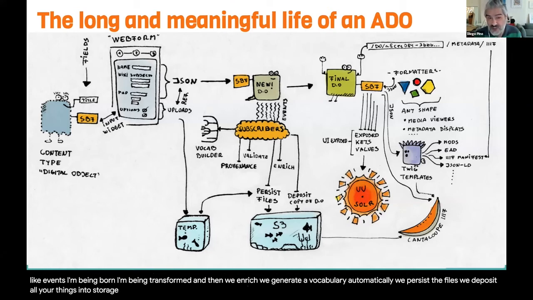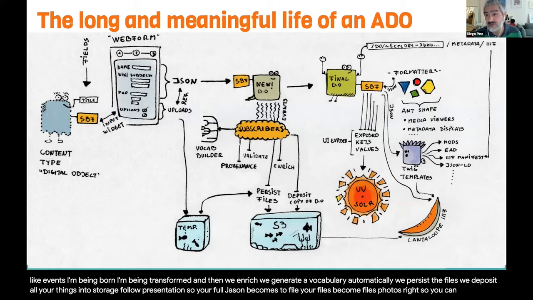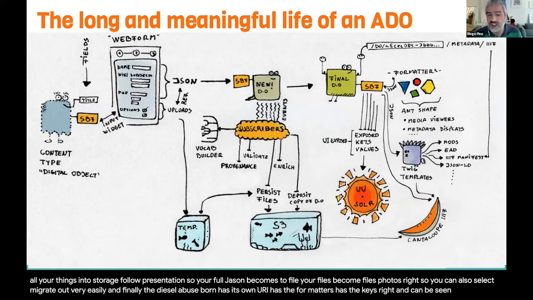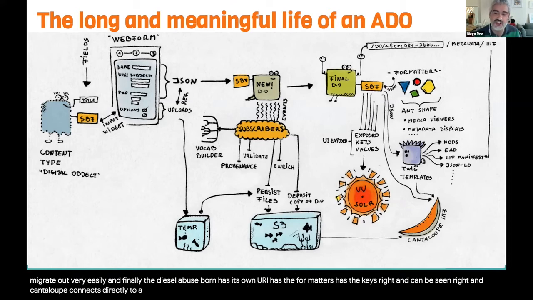Every digital object has a file representation. So your full JSON becomes a file. Your files become files, of course, right? So you can also migrate out very easily. And finally, the digital object is born, has its own URI, has the formatters, has the keys, right? And can be seen, right? And Cantaloupe connects directly to S3 on the backend and shows all the beautiful images and PDFs you have.